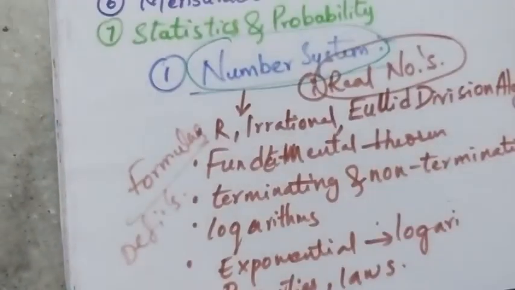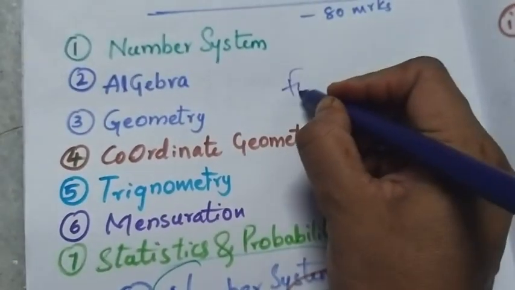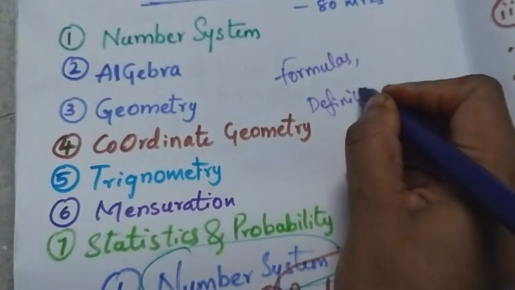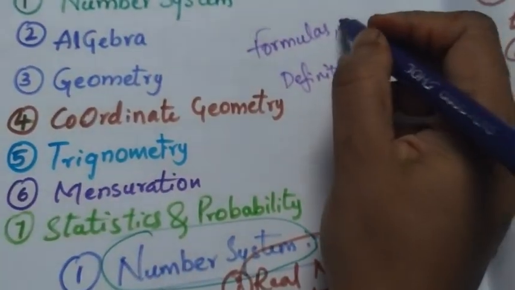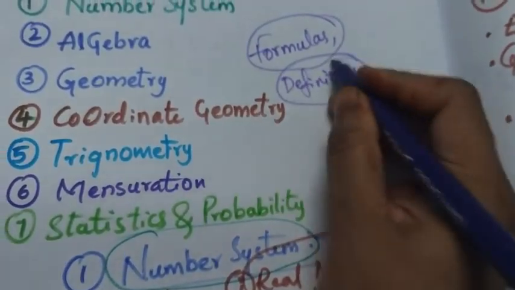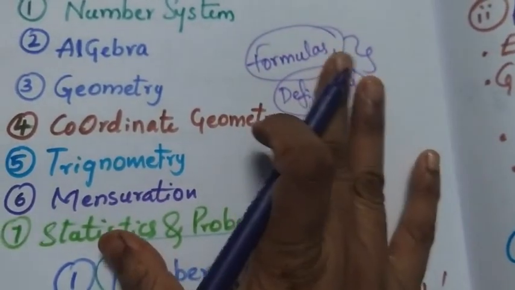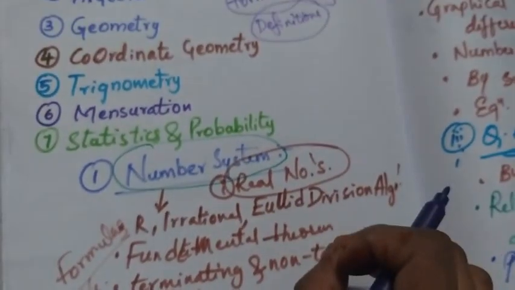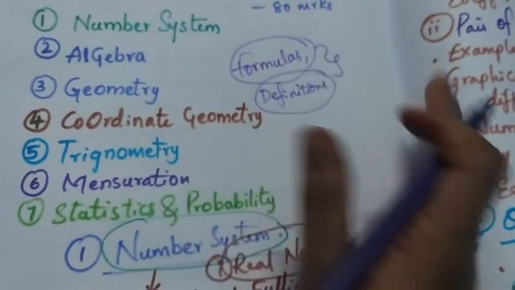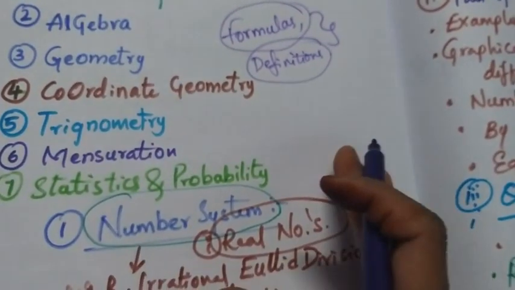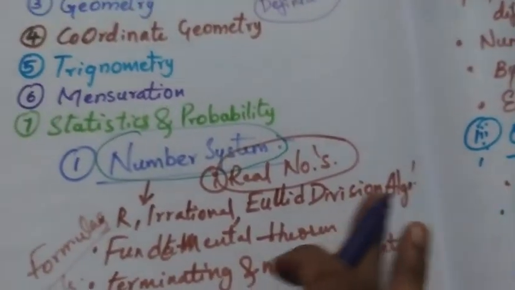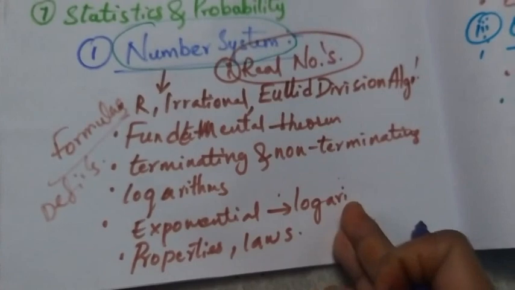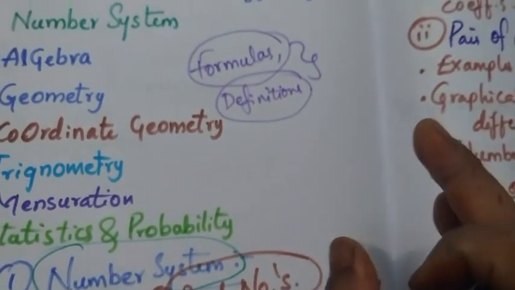Okay, every topic has formulas and definitions. We have to cover these formulas and definitions. If you are perfect in definitions and formulas, you will do the problems easily, children. Please note my point, children. If you are perfect in formulas and definitions, whatever question comes in your question paper, you will solve it easily. Okay, if you understand logarithms, exponents, properties, laws, then you will cover marks easily, children.